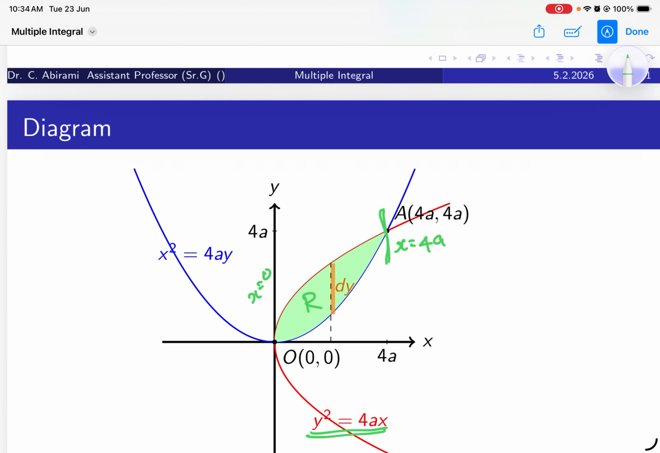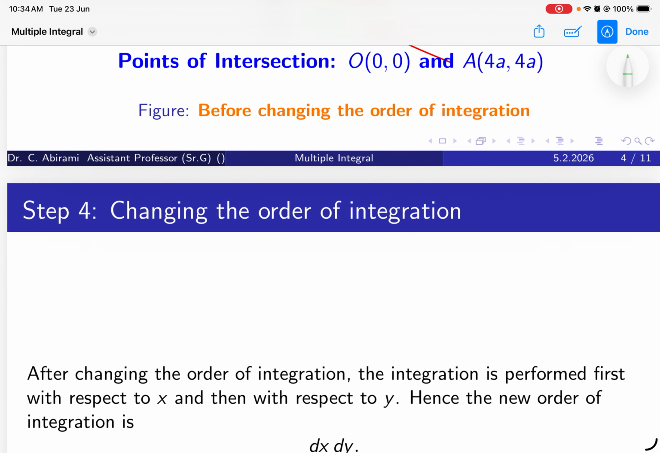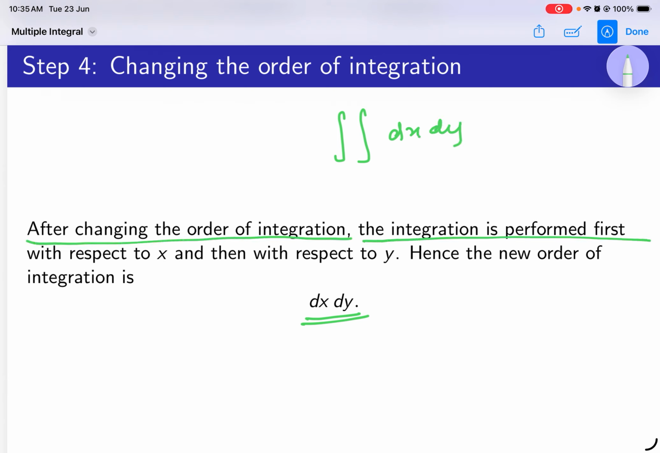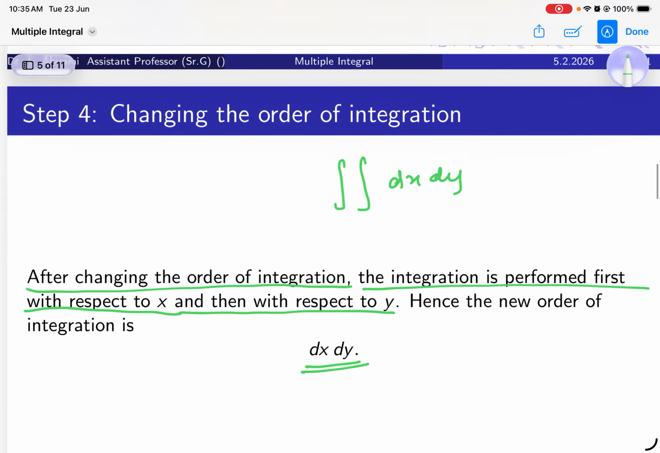Using this, next we are going to change the order of integration. Initially, the order of integration is first with respect to y. But now I am going to change the order. So the innermost integration is with respect to x, and after that with respect to y. That means double integral over dx dy. After changing the order of integration, the integration is performed first with respect to x and then with respect to y. So double integral over dx dy.